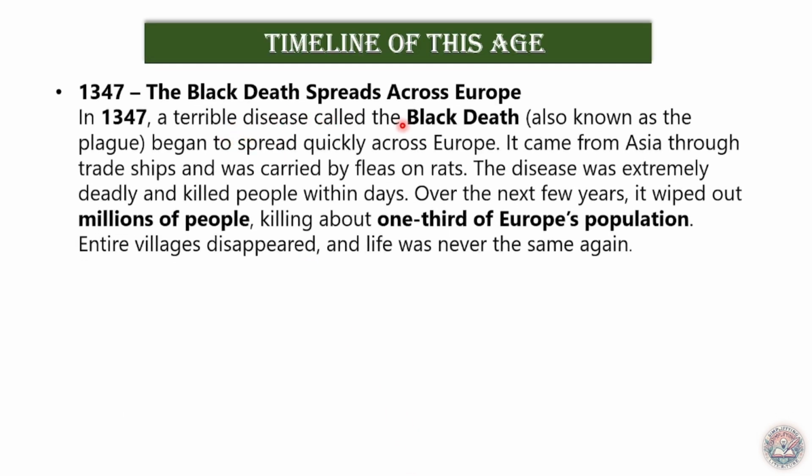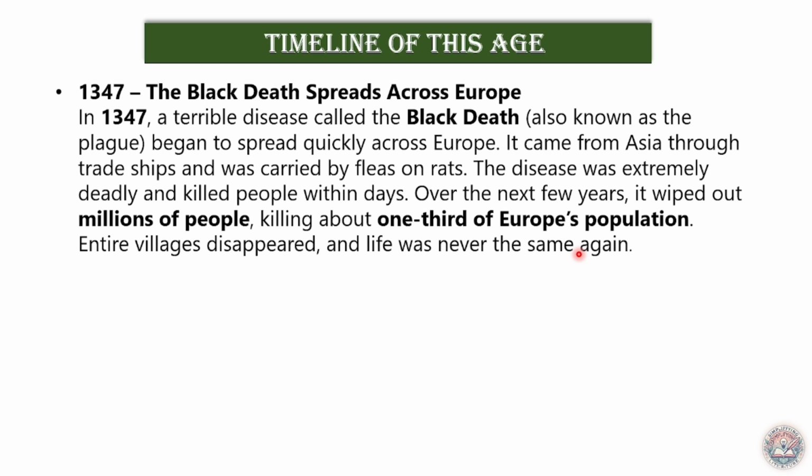In 1347, the Black Death hits Europe. It spread from Asia across trade routes, carried by fleas on rats. It was deadly and wiped out millions of people, around one third of the population. That's huge. Entire villages were abandoned and nothing was ever the same again.